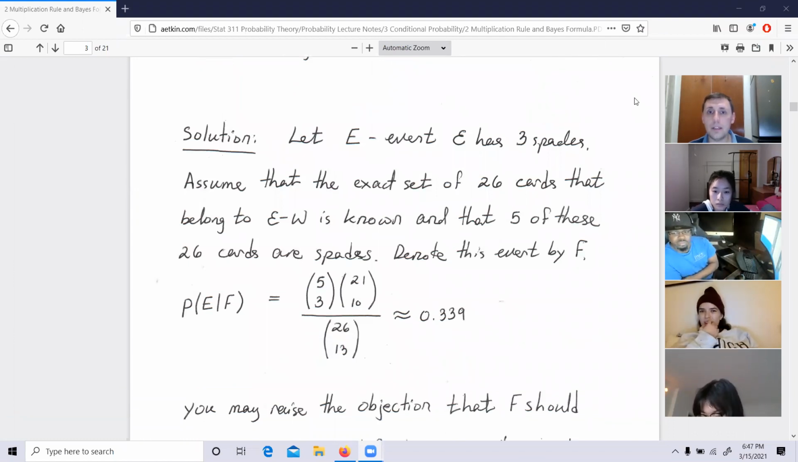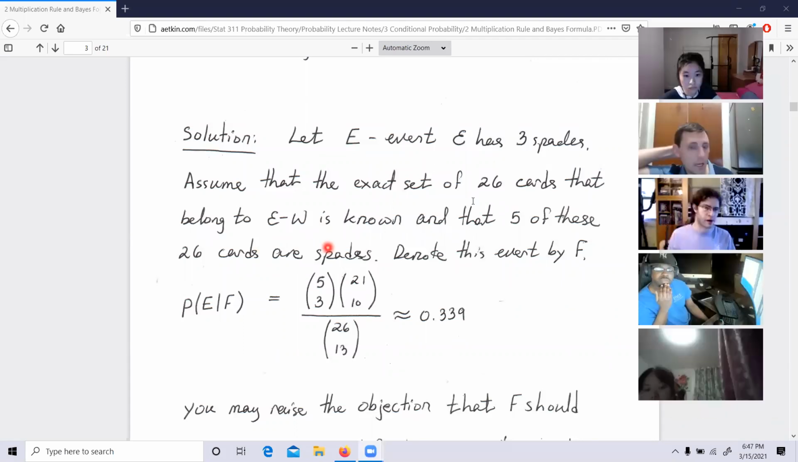E is the event that East has 3 spades. Assume that the exact set of 26 cards that belong to East and West is known, and that 5 of these 26 cards are spades. Notice what I do, guys. I am assuming much more than I know. Right? What am I told?